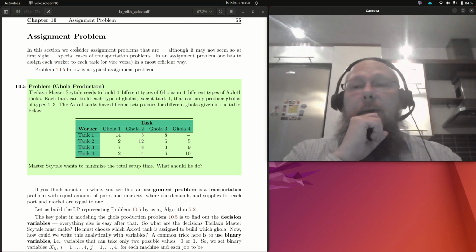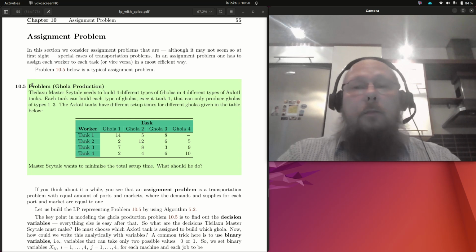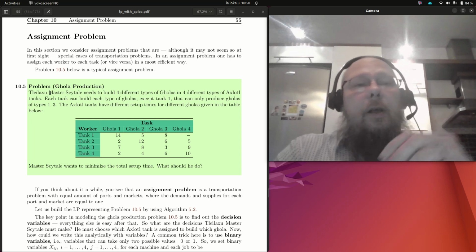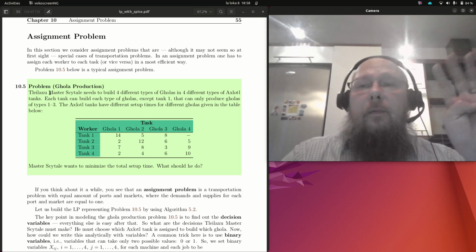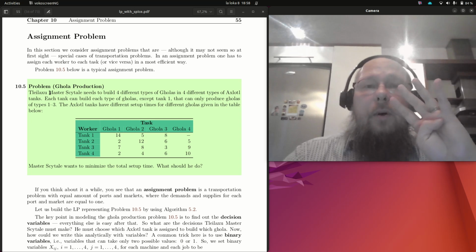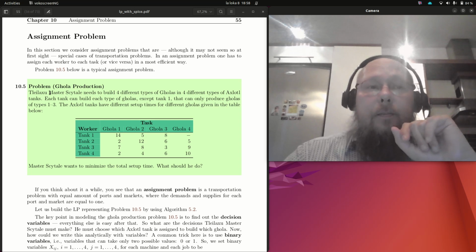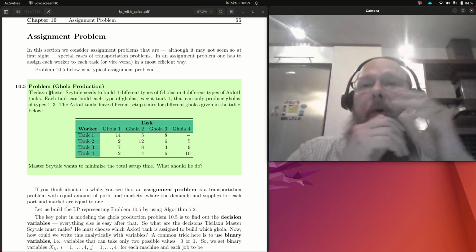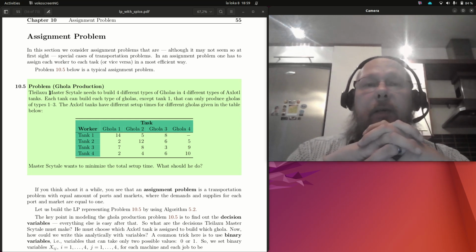Let's have an example to illustrate these problems. This example, problem 10.5, is called Gola production. We have a master Skytail, and he needs to build 4 different types of Golas in 4 different types of axolotl tanks. Each tank can produce almost each type of Gola, except tank 1. Tank 1 cannot produce Gola type 4.